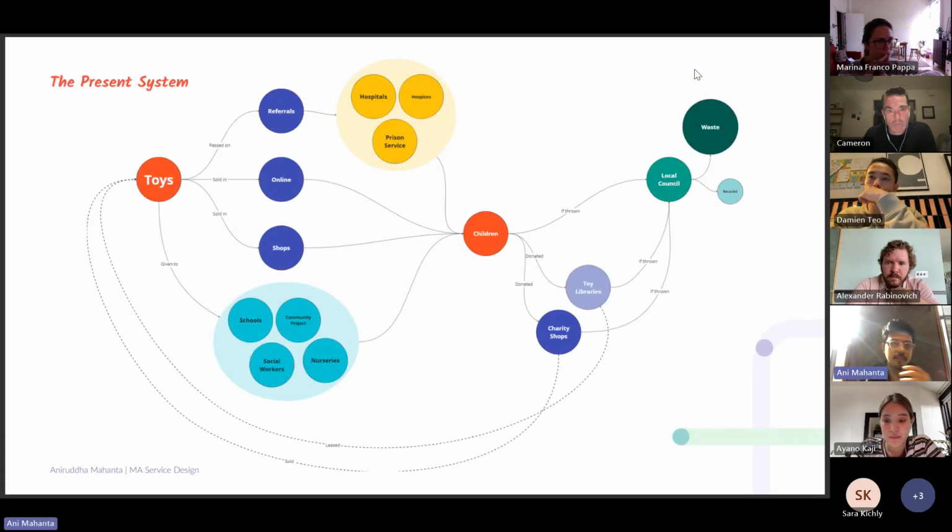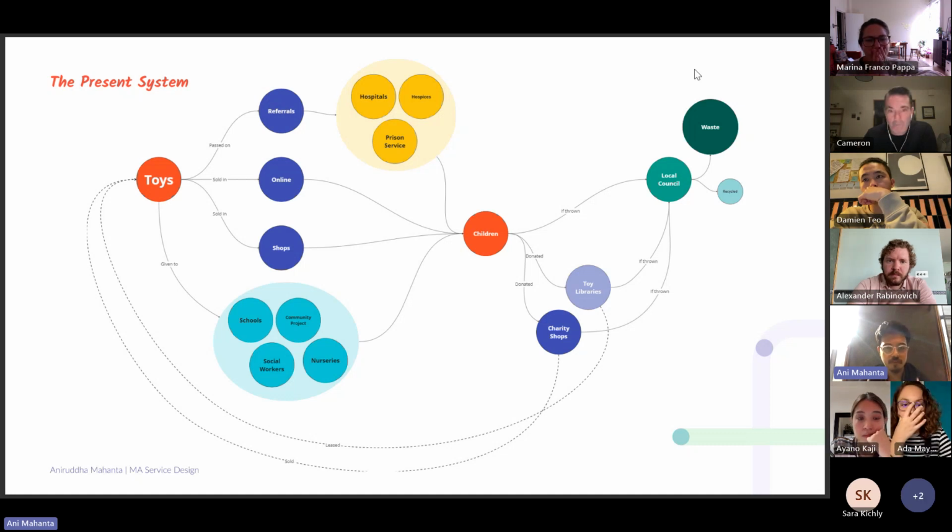When I'm trying to understand and apply transition design frameworks, I try to understand it from the current system that I have mapped right now, based on all the stakeholders I have. So for example, toys can be passed on via referral service. Then again, that has different outlets. It can be given to children in need in hospitals.